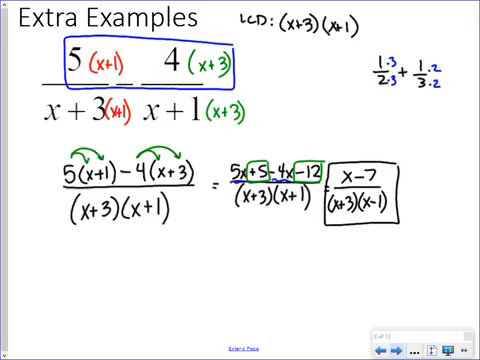When you're working on your homework problems, take the time to ask yourself, do I have common denominators? If I don't have common denominators, does either denominator factor? Focus first on getting common denominators, and then once you have common denominators, all of your math work happens in your numerator.